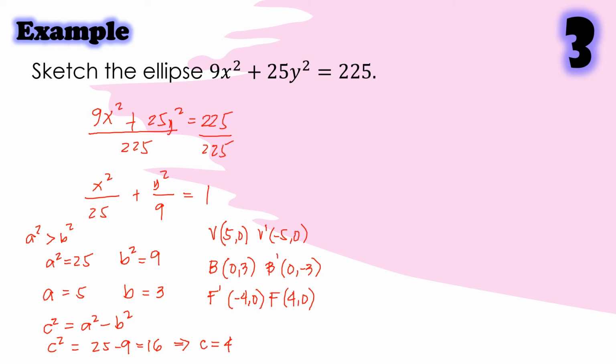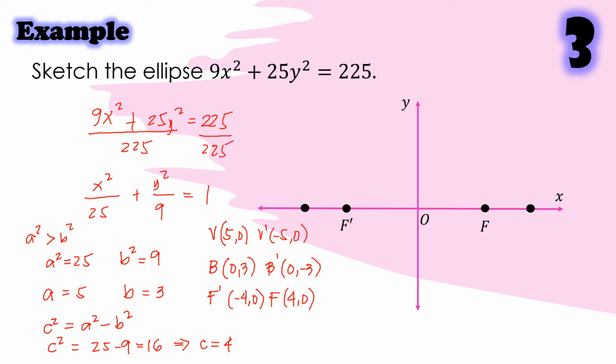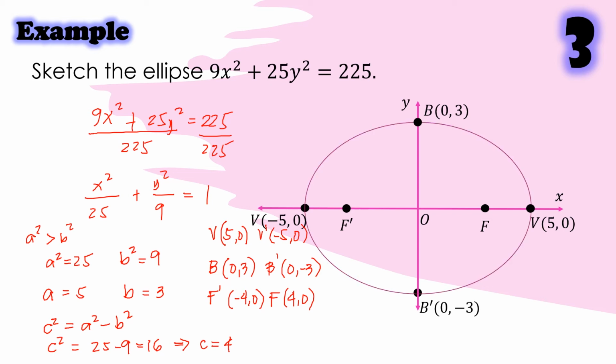Let us graph the ellipse. So we have the y-axis and the x-axis. We have the foci at negative 4, 0 and 4, 0. We have the vertices at 5, 0 and negative 5, 0. Also the co-vertices at 0, 3 and 0, negative 3. Hence, we have the graph of the ellipse.